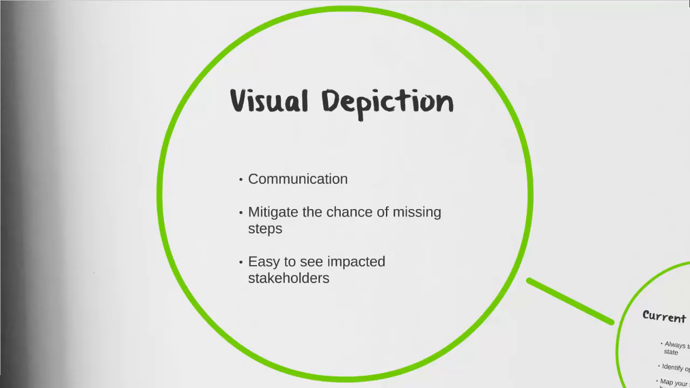One of the obvious benefits to process mapping is that it's a visual depiction that helps a person communicate the decisions, tasks, and impacted stakeholders to complete a given process. We shouldn't underestimate the ability to learn through visual aids. These visuals also help us mitigate the chance of missing steps, as it is easier for us to look at an illustration than it is to read through a document. It is also significantly easier to see the impacted stakeholders, as we can easily review the swim lanes.